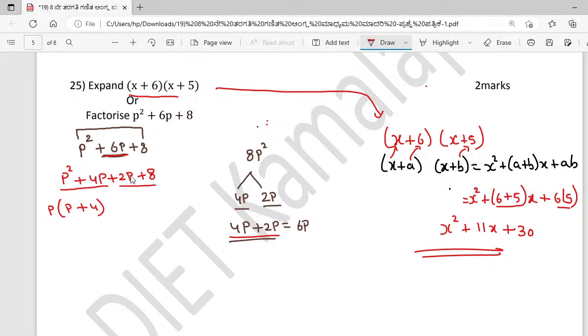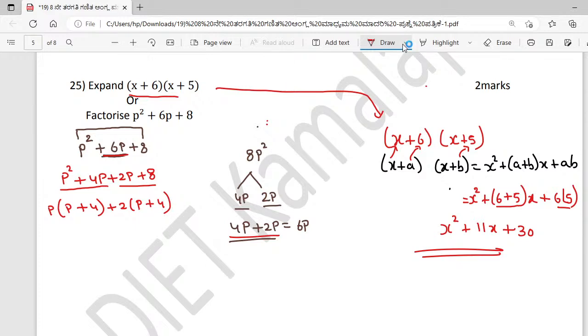We can see p is present in the third term, and in the fourth term p is not present, so we cannot take the variable p as common. You can go with the numerical, that is 2 and 8, which are the constants. 2 and 8 are divisible by 2, so we are going to take 2 common. So p plus 2 fours are 8.